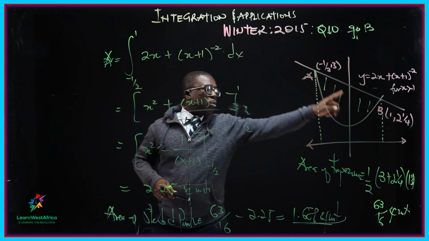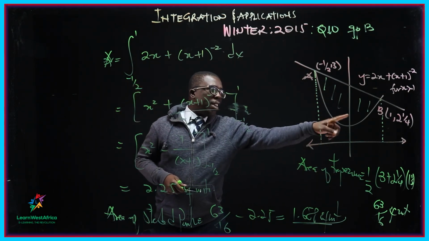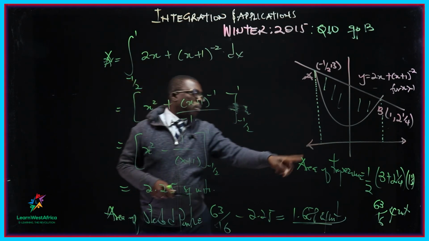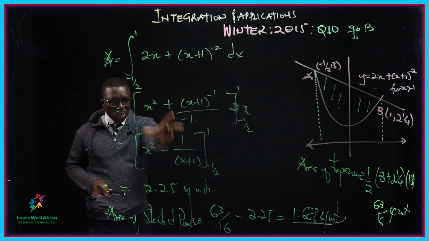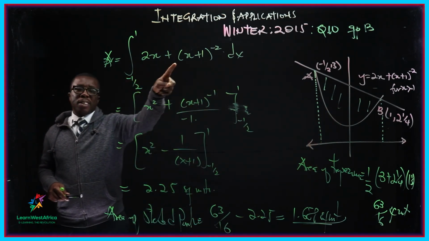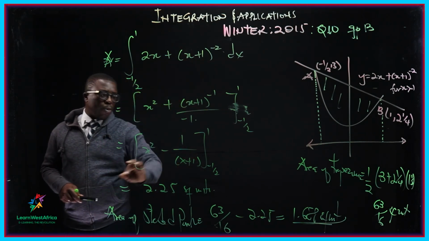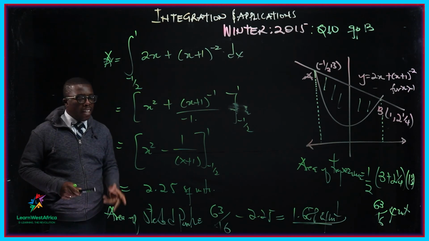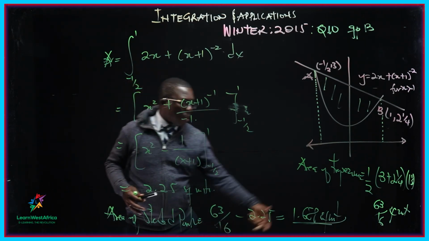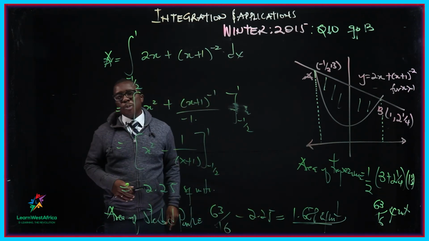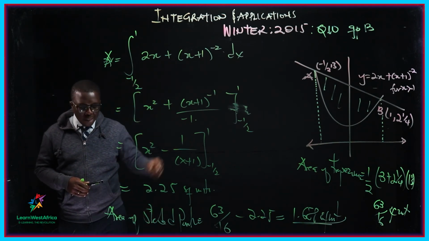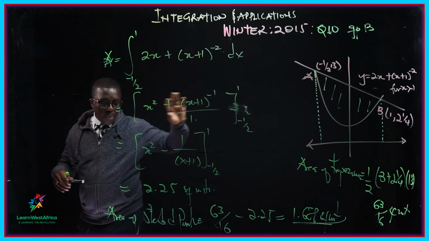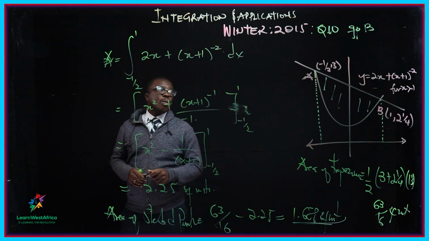Find the area of the trapezium, which we found. Find the area under the curve, bounded from minus half to 1. And you do an integral. Remember the linear factors. What you need to do after you do that, it's a definite integral. You slot in there, the area gives you 2.25 square units. Since you want the area of the shaded portion, you subtract this from that. That's going to give you 1.688 square units for that. And that will bring you to an end of question 10, winter 2015.